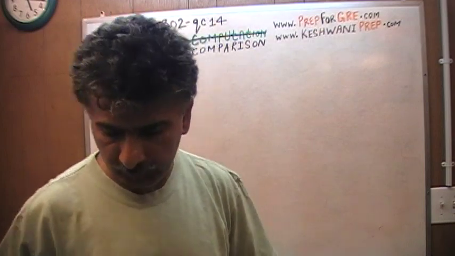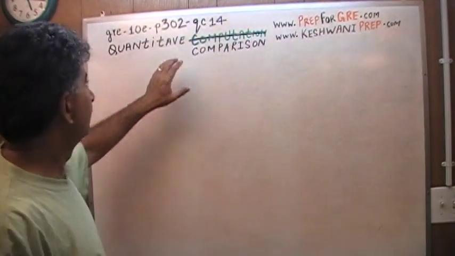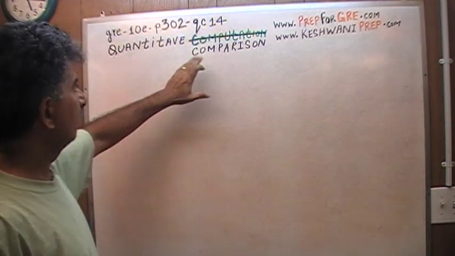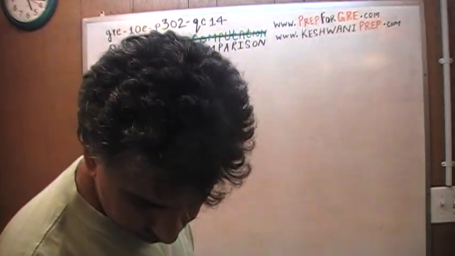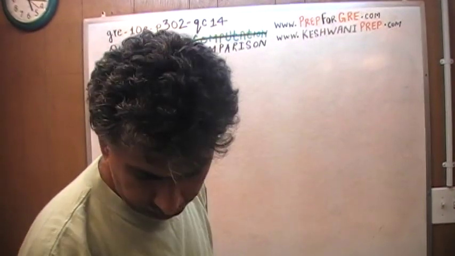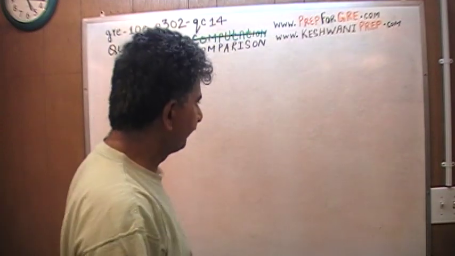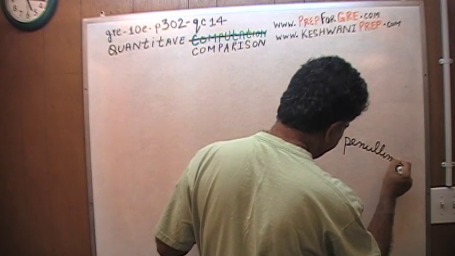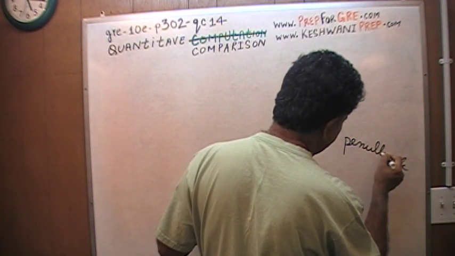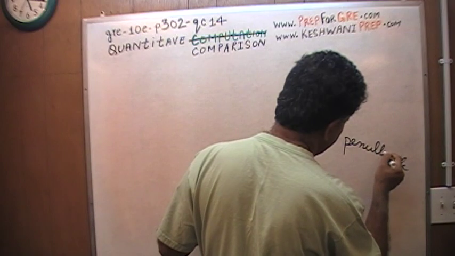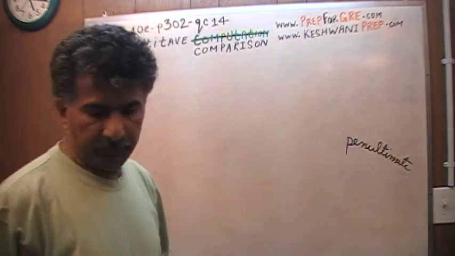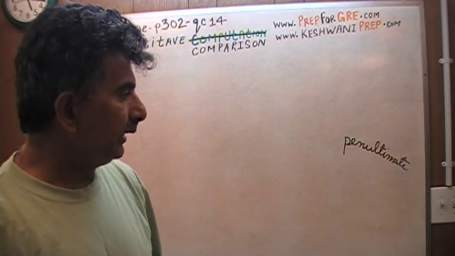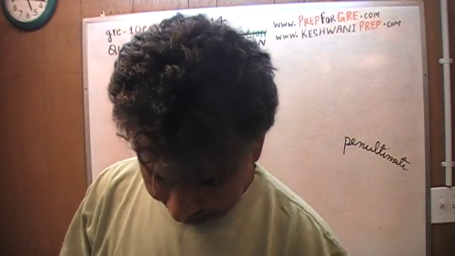The problem that I'm about to solve is the one that you're going to find on page number 302, quantitative comparison questions, hence the QC, quantitative comparison, number 14. There are 15 of them altogether, the penultimate one. Look it up and learn it if you wish. P-E-N-U-L-T-I-M-A-T-E, penultimate, second to the last.